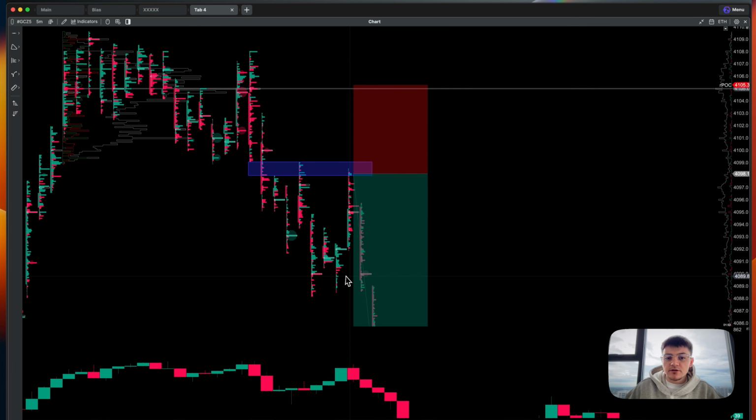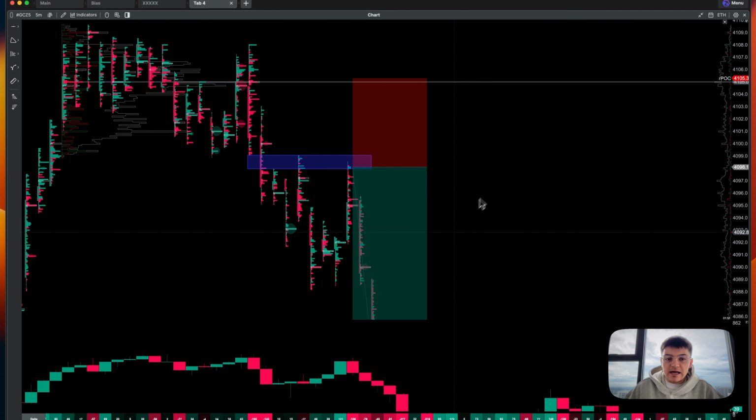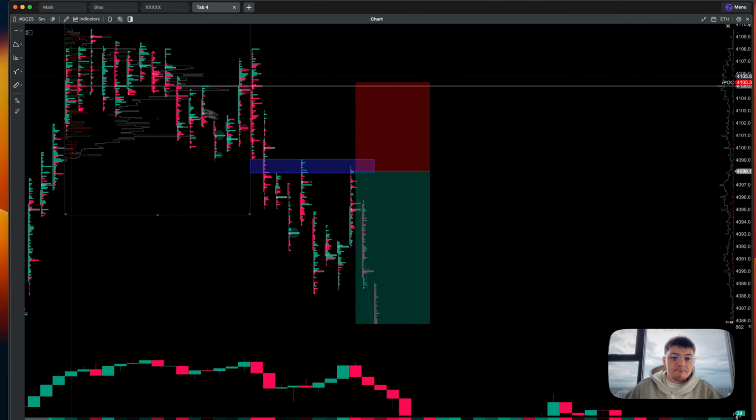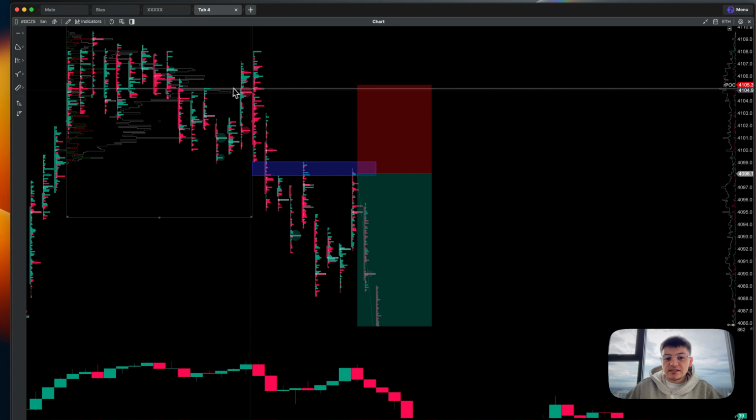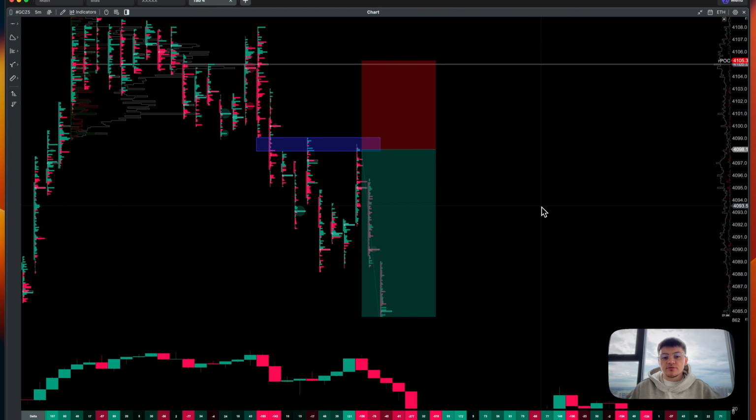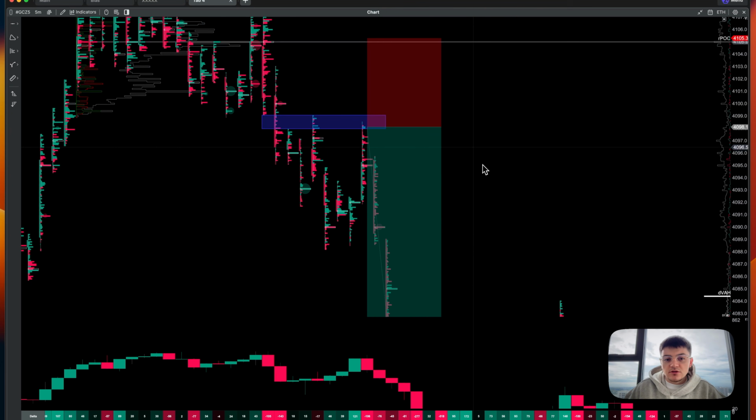So we end up breaking down. We broke out of this balance area, and now we're imbalanced. You can see over here, we have that base and we have that drop. Now what are we doing, guys? We're looking for our entry. We're looking for that amazing entry. Now, look at this.